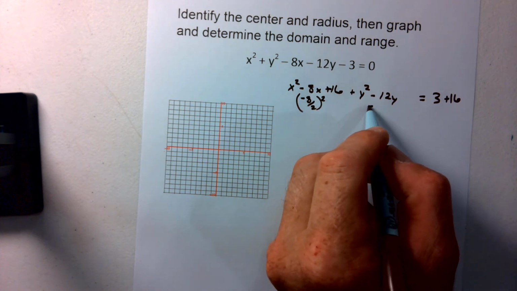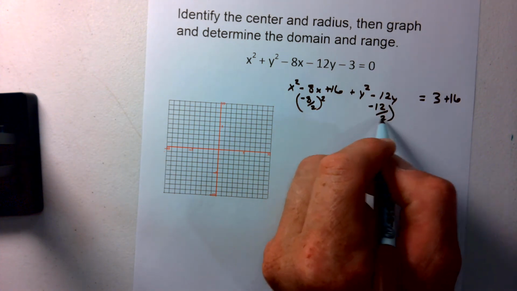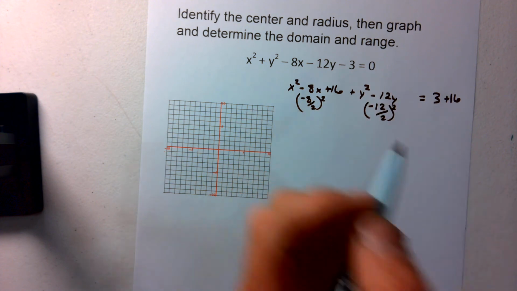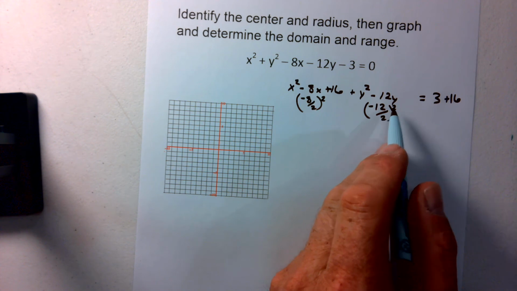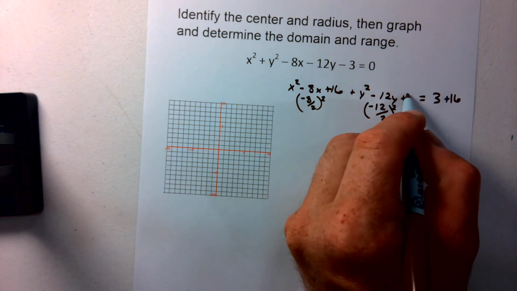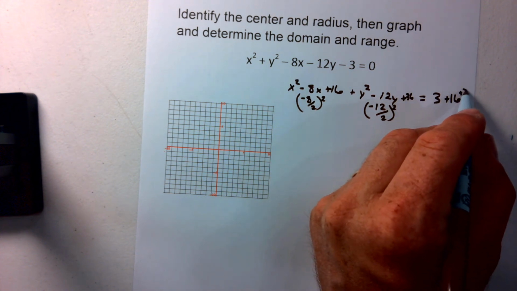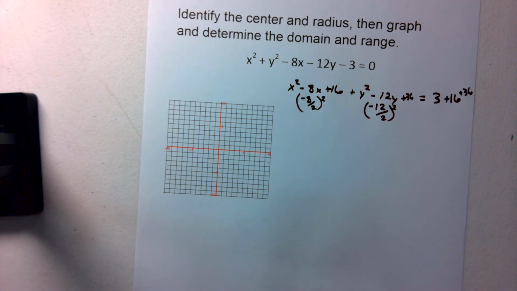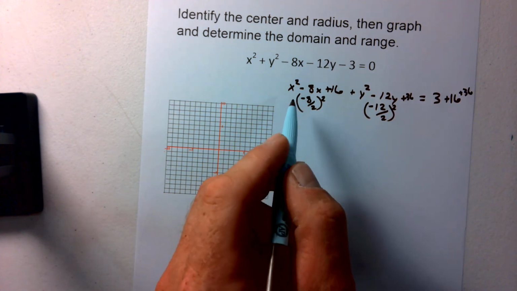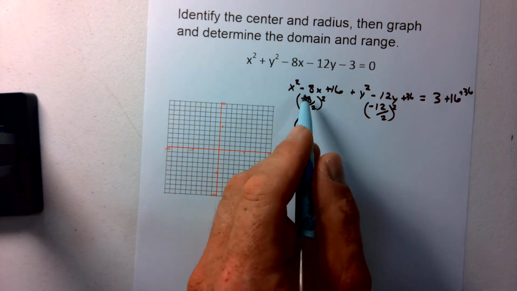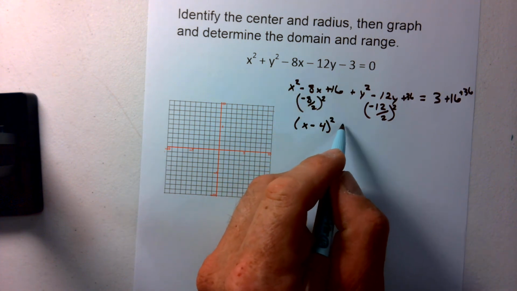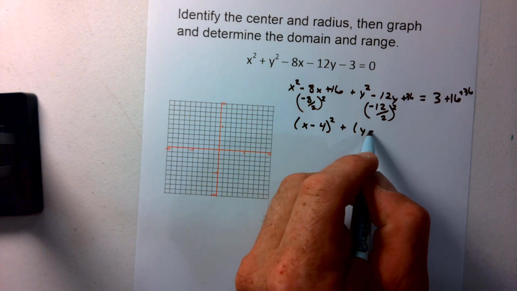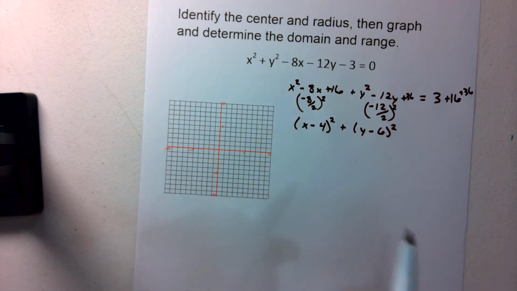We're going to take that negative 12 with the y's and do the same thing, complete the square with the y's. So we take negative 12 divided by 2 and squared, we get a plus 36. So I'm going to add 36 to the other side as well. Now we can go ahead and factor our left side. We get x minus 4 squared, and to that we're going to add y minus 6 squared.